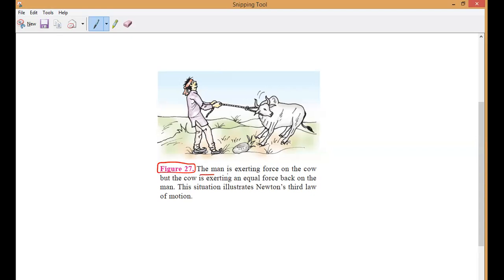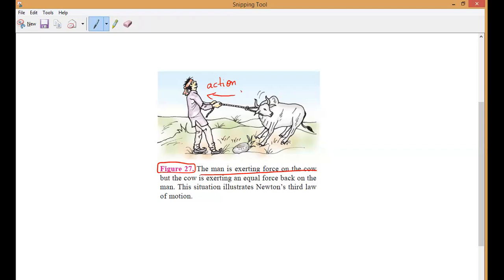Now, a man is exerting force on the cow, but the cow is also exerting equal force back on the man. That is why you can see, a man is trying to apply the force like this, means he is trying to pull the bull in this direction. So what is this called? The force exerted by a man on the bull is called what?